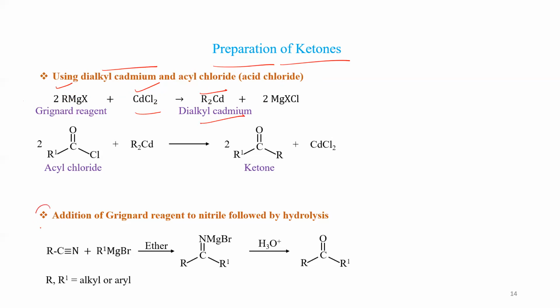Next, addition of Grignard reagent to nitrile followed by hydrolysis. We are going to add Grignard reagent across the carbon-nitrogen triple bond. R1 will form a bond with carbon, and MgBr will form a bond with nitrogen. The reaction is done in anhydrous ether as solvent. So we get R, C double bond N, MgBr, with R dash on the carbon, that is, R, R dash, C double bond N, MgBr.